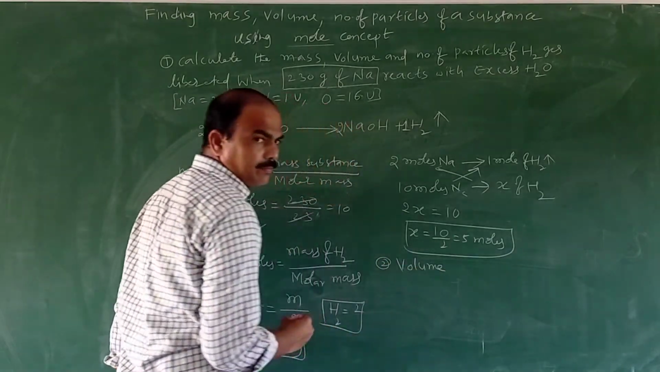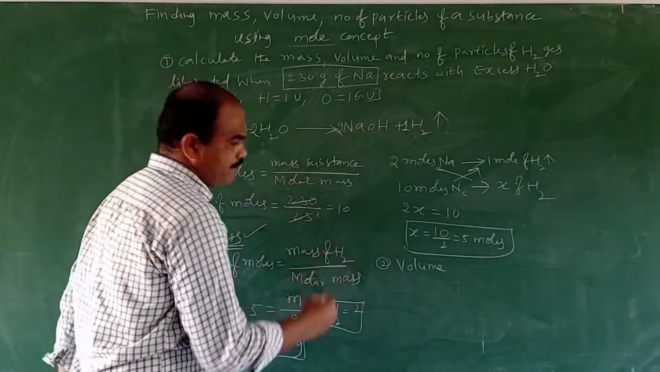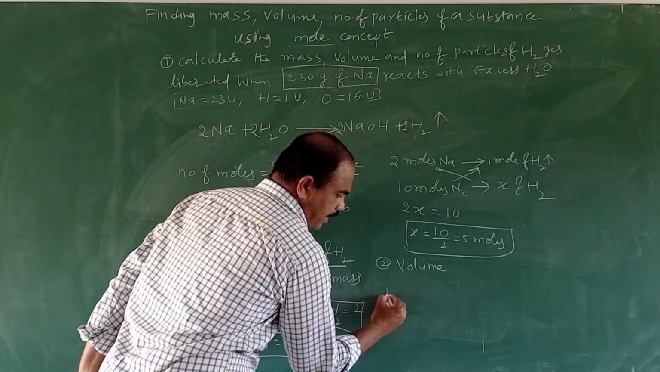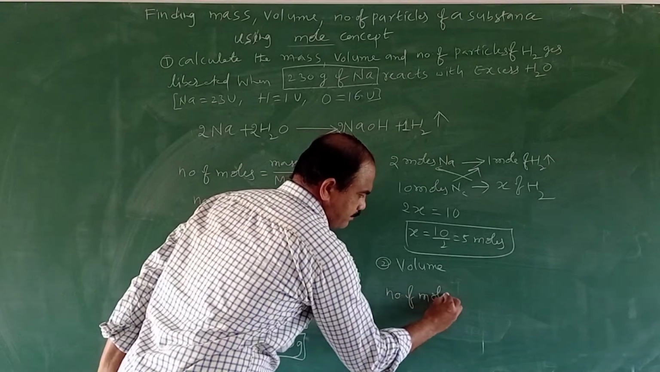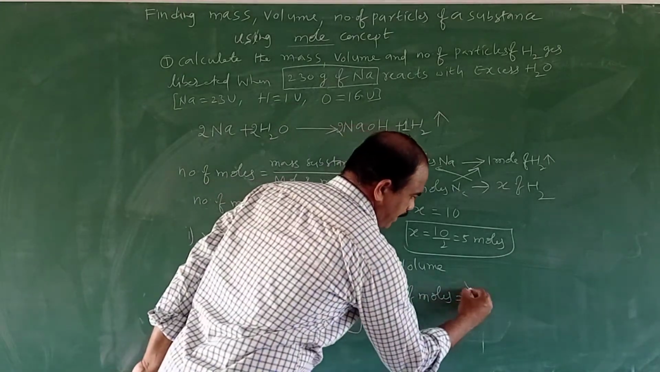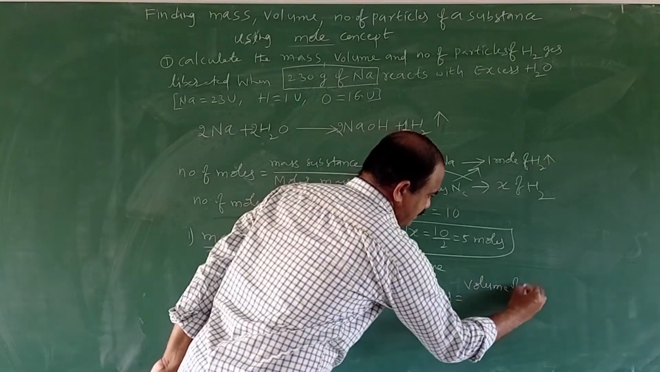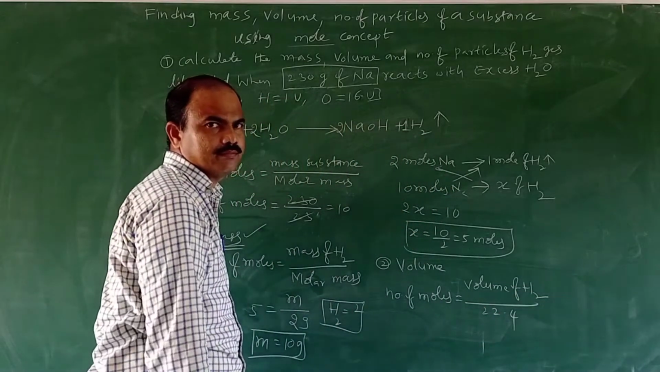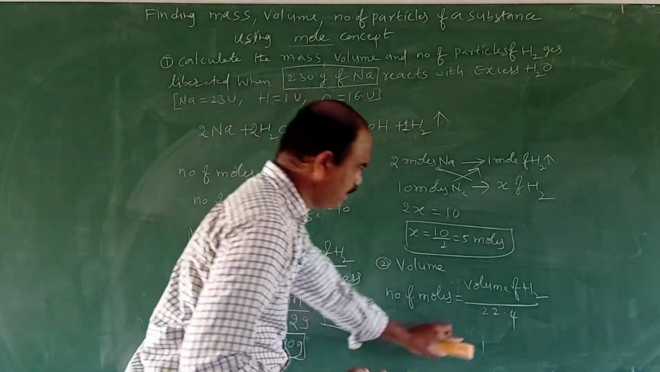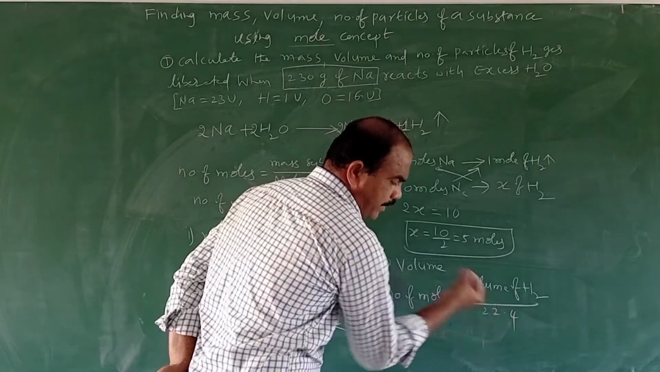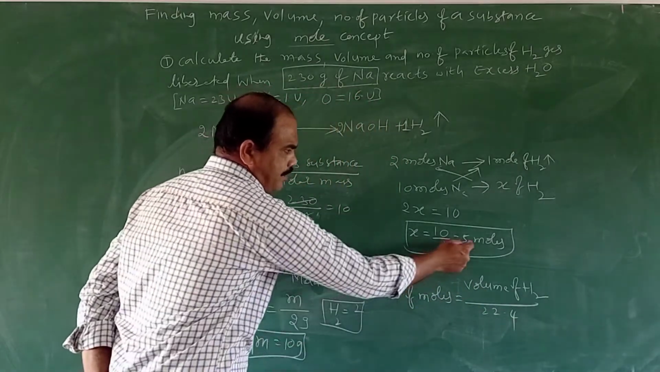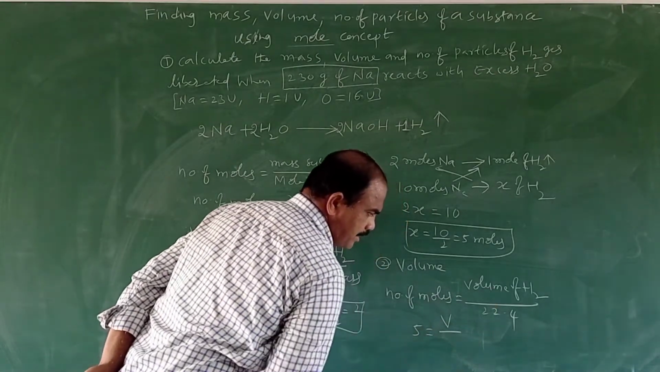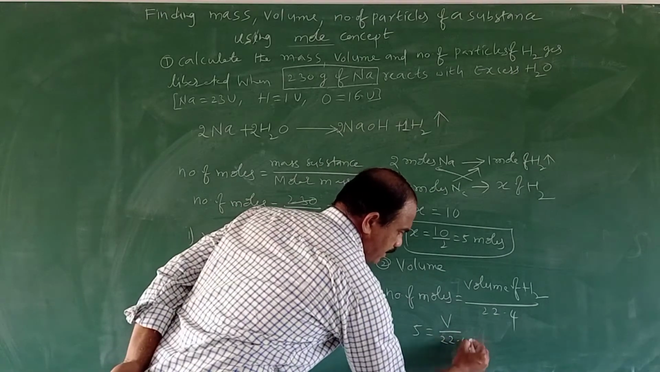Next, coming to the volume. What is the formula for the number of moles in terms of volume? You have to find how much volume of hydrogen gas. The formula is number of moles equal to volume of hydrogen gas divided by 22.4 liters. In the beginning of the class I told you, it is nothing but the volume of the substance by 22.4 liters. How many moles of hydrogen gas are liberated? 5 moles. So 5 equals V by 22.4 liters.